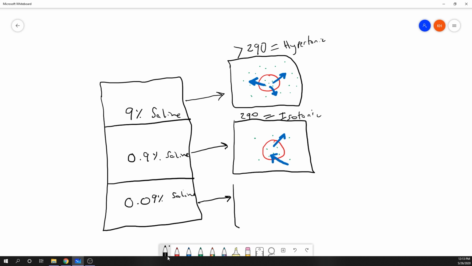0.09% solution. The osmotic concentration in this solution would be substantially lower than 290 milliosmoles per liter, and means that there is less solute dissolved in the solution compared to the cell's intracellular fluid. So, this solution would be considered hypotonic. Which way do you think the water would go in this solution? Again, water is greedy, so it would move to where the solute concentration is highest, and in this case, that would be inside the cell.